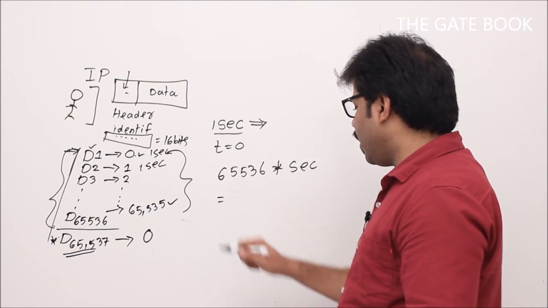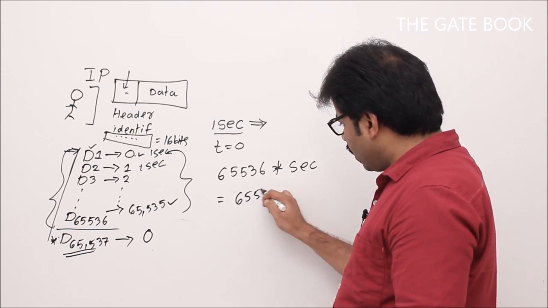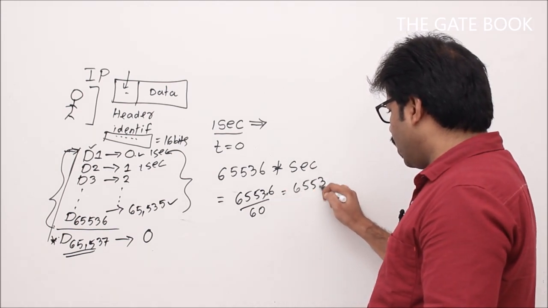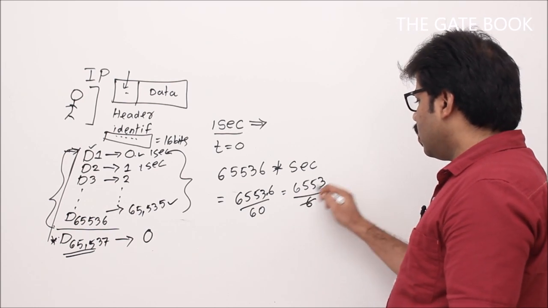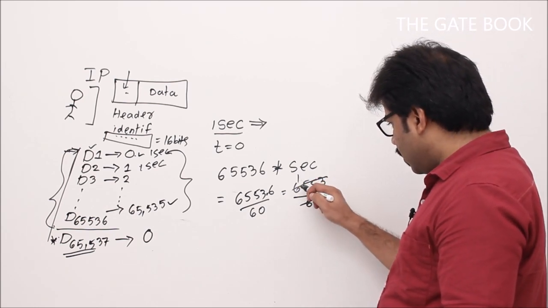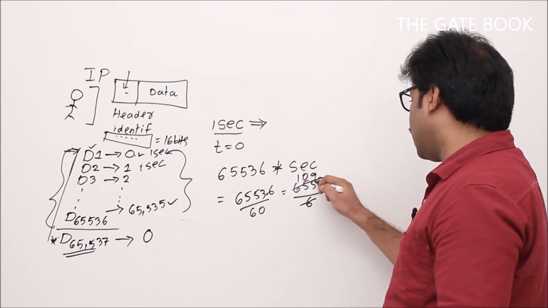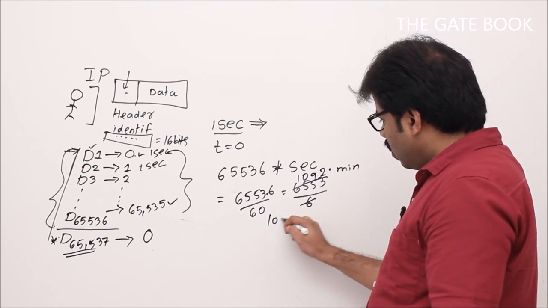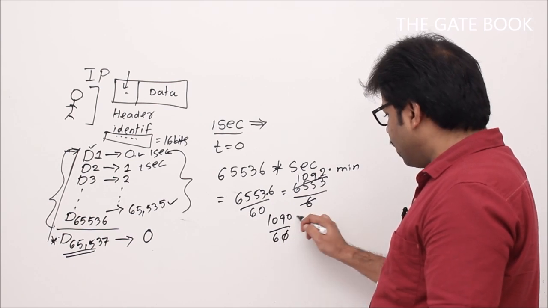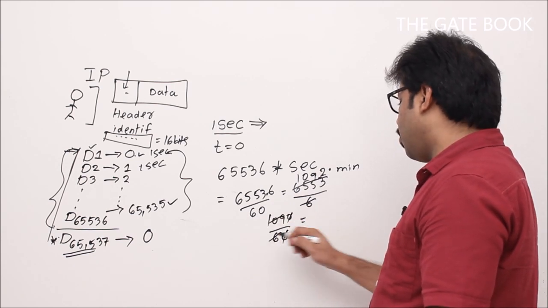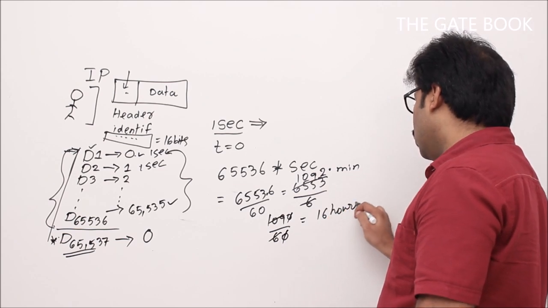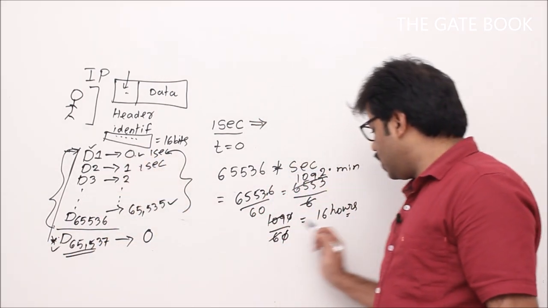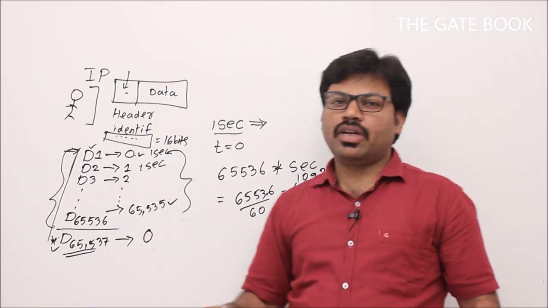If I convert that into minutes, it would become 65,536 by 60. So I can say 6,553 by approximately 6. 6 sixes are 36, and so on, so it comes to 1092 point something minutes. If I convert them into hours, divide by 60 again. I am approximating every time, so approximately it would be 16 hours. So you are going to use the same identification number 2 times, I agree, but after 16 hours. 0 and 0 will be repeated after 16 hours.